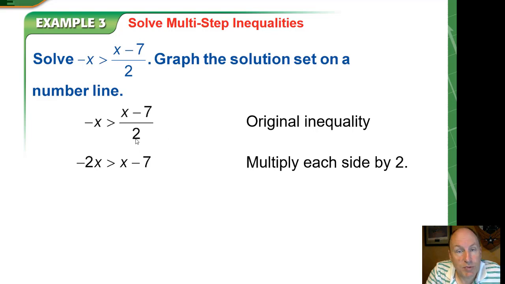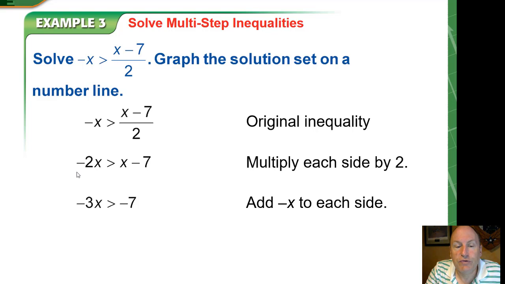Now, since we're multiplying by a positive number, that does not change the direction of the inequality. Remember, it's only when we're multiplying or dividing by a negative number. So multiplying both sides by 2 yields negative 2x, because negative x times 2 is negative 2x. And then on the right-hand side, (x minus 7) divided by 2 multiplied by 2 will cancel out the 2's. So we are left with this inequality. Again, the direction of the inequality has not changed because we multiplied by 2.